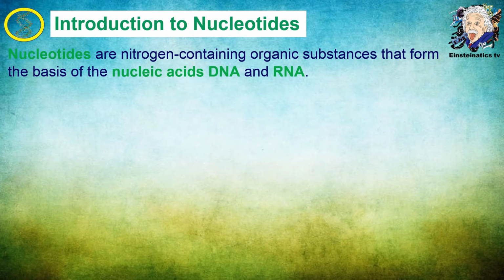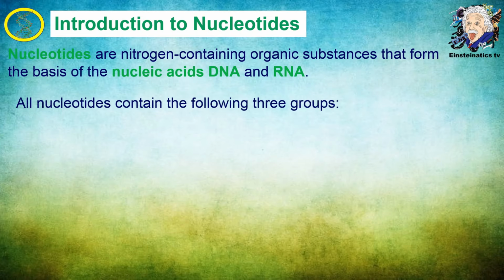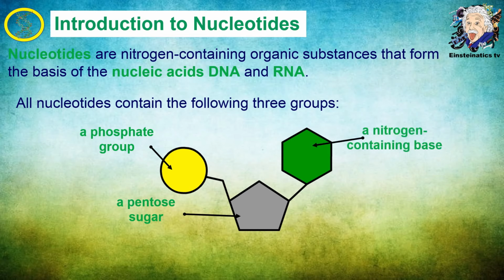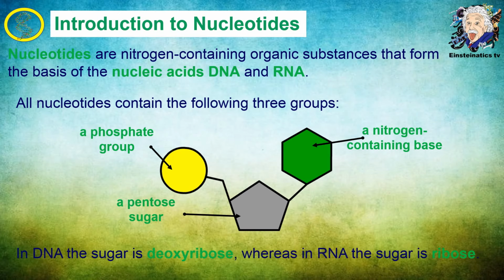The structure of the DNA also contains the nucleotides. Ano nga ba yung nucleotides? Yung nucleotides are the nitrogen-containing organic substances that form the basis of the nucleic acids for DNA and RNA. All nucleotides contain the following 3 groups. Yung isa, pinakauna, is the phosphate group. Next one is the sugar. And the third one, yung diniscuss natin kanina, yung nitrogen-containing base, either adenine, guanine, cytosine, or thymine. In the basis for comparison between DNA and RNA, yung DNA is deoxyribose, yung sa RNA naman is ribose.